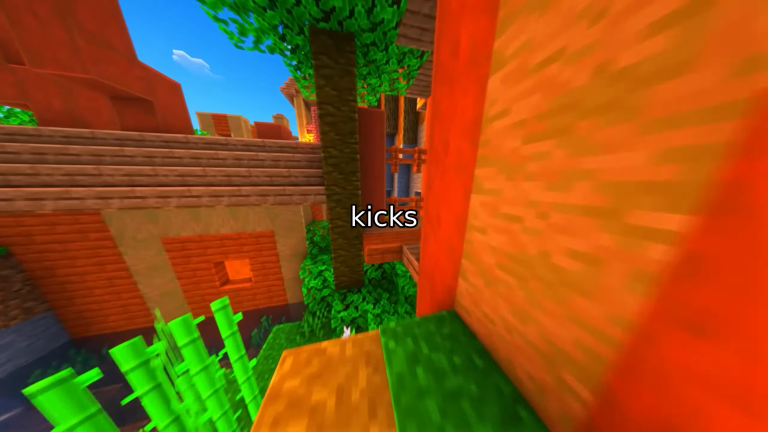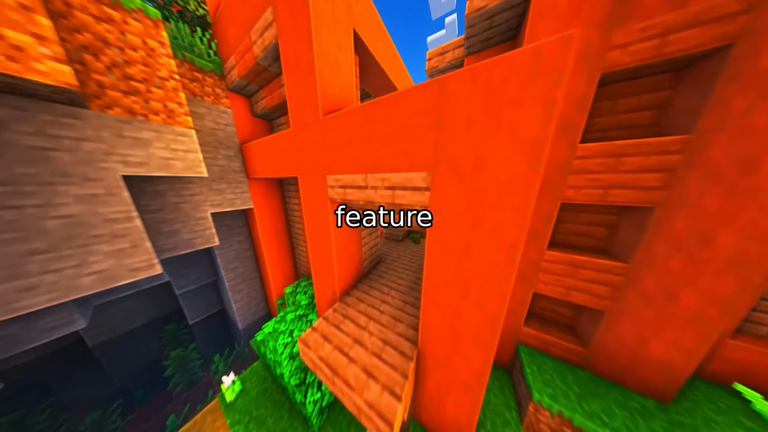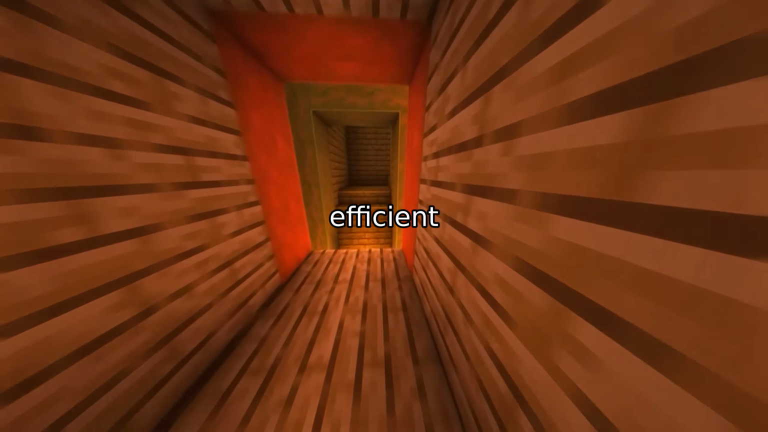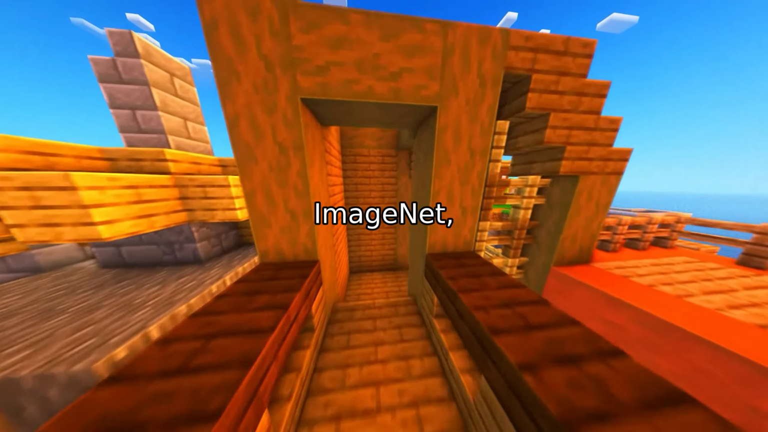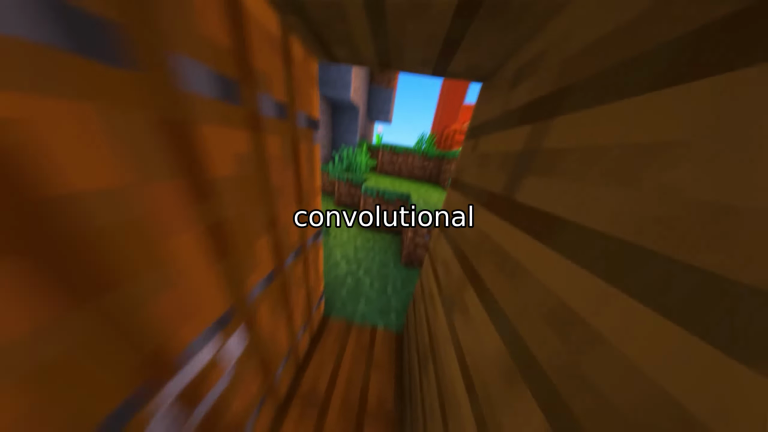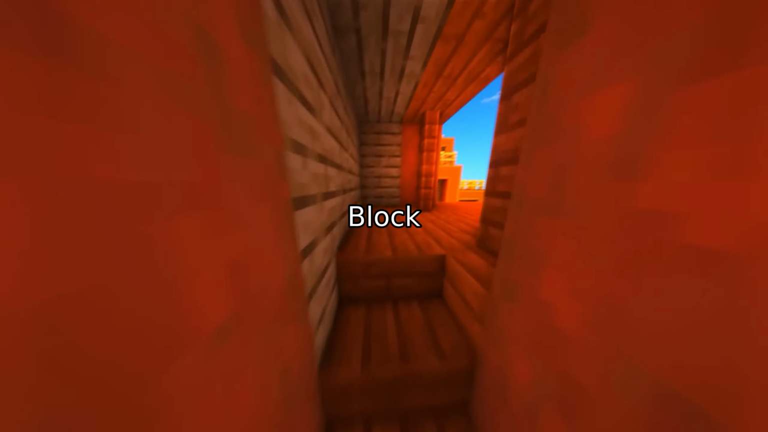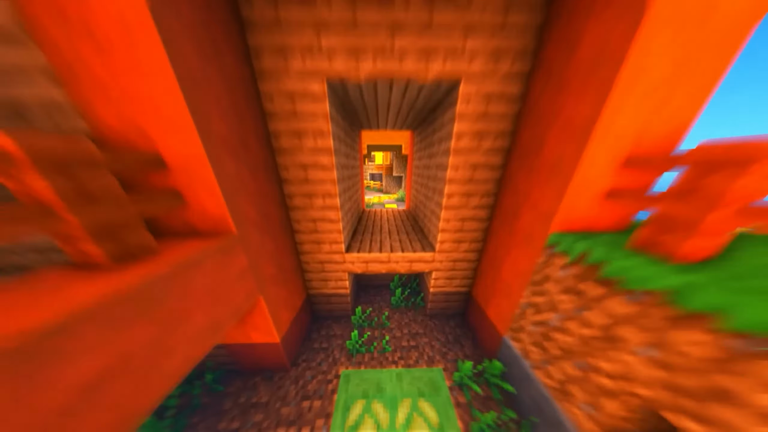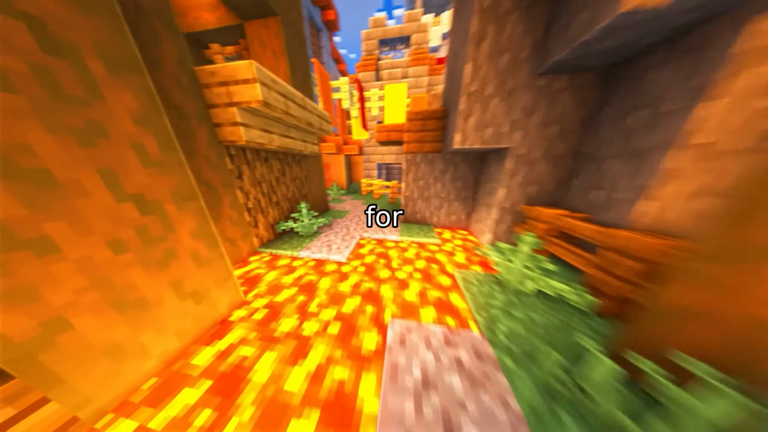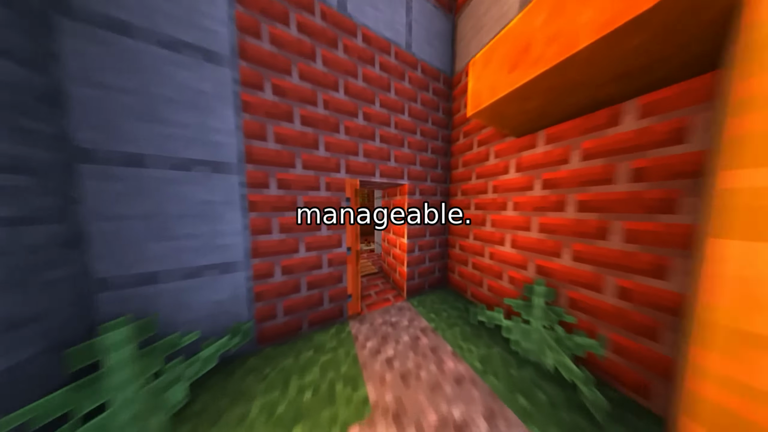But the real mechanism kicks in when they combine this with traditional CNN feature extraction. They use an EfficientNet-B5 backbone, pre-trained on ImageNet, and extract local features from multiple convolutional layers. Specifically, they pull from the final layers of Block 5 and Block 6. Since deeper layers have higher channel dimensions, they apply PCA for dimensionality reduction to keep the feature set manageable.